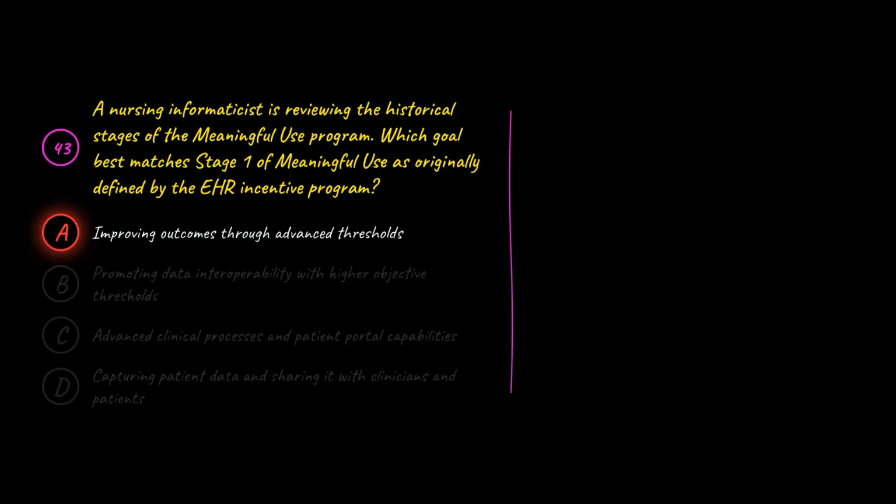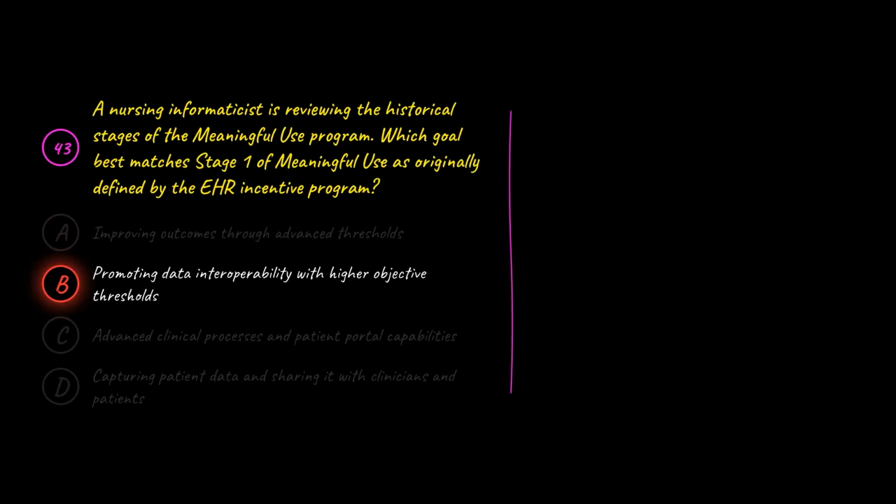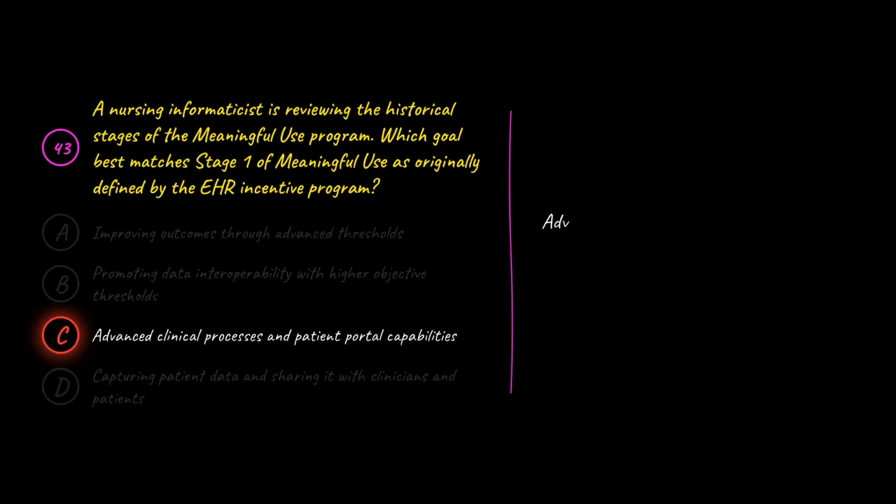A is wrong because improving outcomes through higher thresholds describes stage 3, which came later as the program matured. B is wrong because stage 3 emphasized data interoperability and improved patient outcomes with increased thresholds, not stage 1. C is wrong because advanced clinical processes and patient portals are the focus of stage 2, not stage 1.